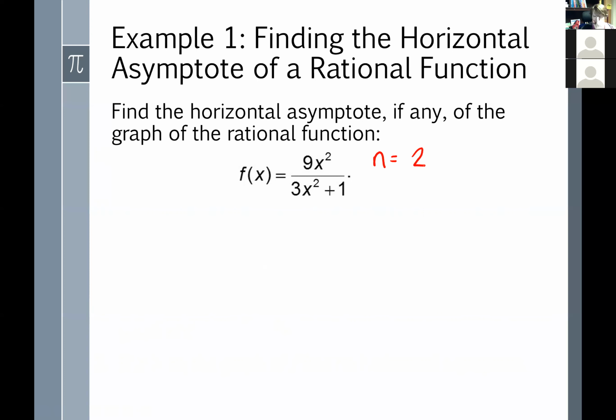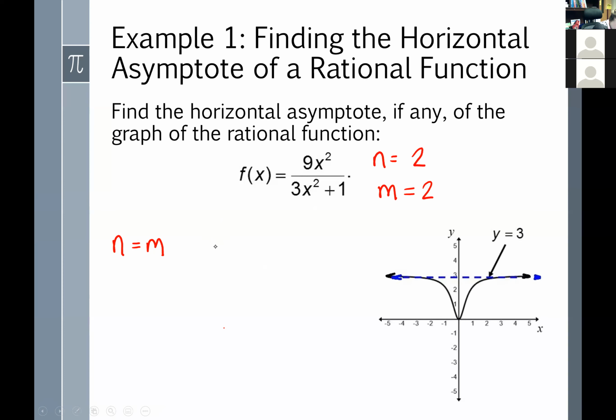Now look at the denominator. The largest exponent in the denominator is also 2. So the degree of the denominator function is 2. And now we compare those. Is one bigger than the other, or are they the same number? And they are the same number. So since the numerator's degree equals the denominator's degree, there is a horizontal asymptote.